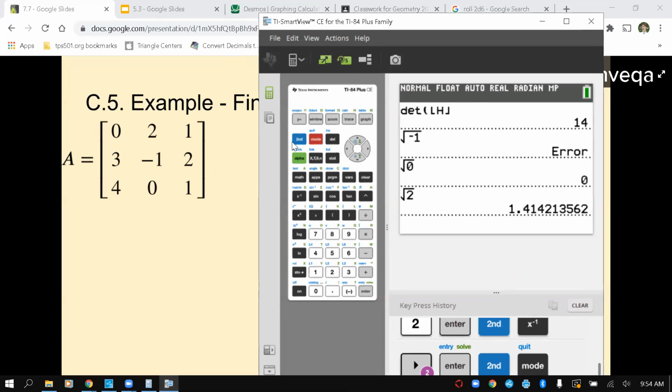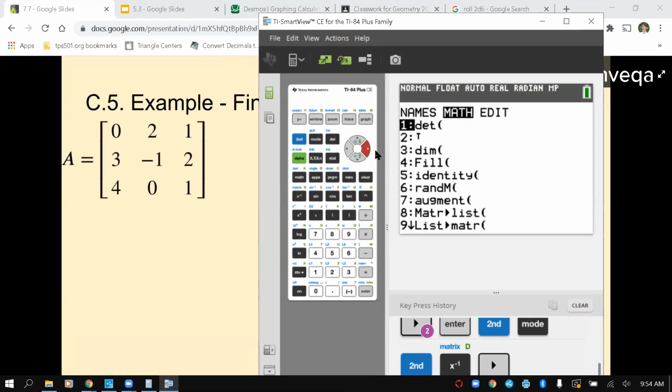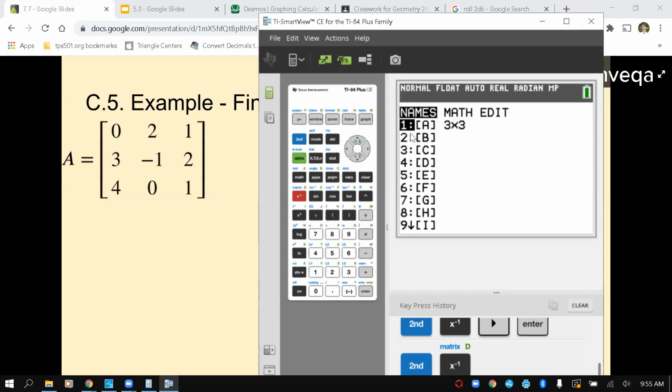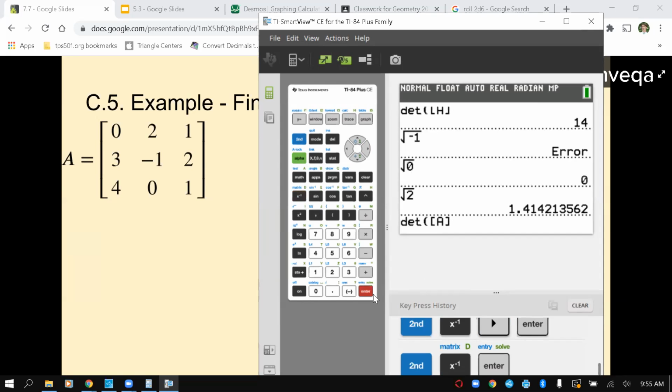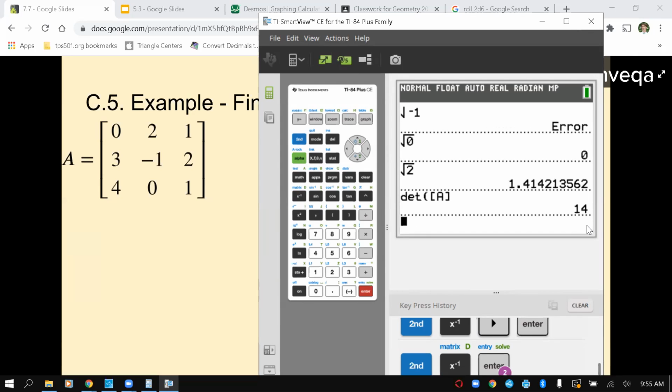All right, once you have it typed in, you're going to go to matrix, and then you're going to go to the math column. We haven't used this one before, but the first operation that it'll do for you is to find the determinant. So I just hit enter. It'll say determinant of what? I need to put matrix A into here. So if I hit second matrix and I hit enter right here, it'll copy matrix A into here. Hit enter, determinant is 14. Yay?